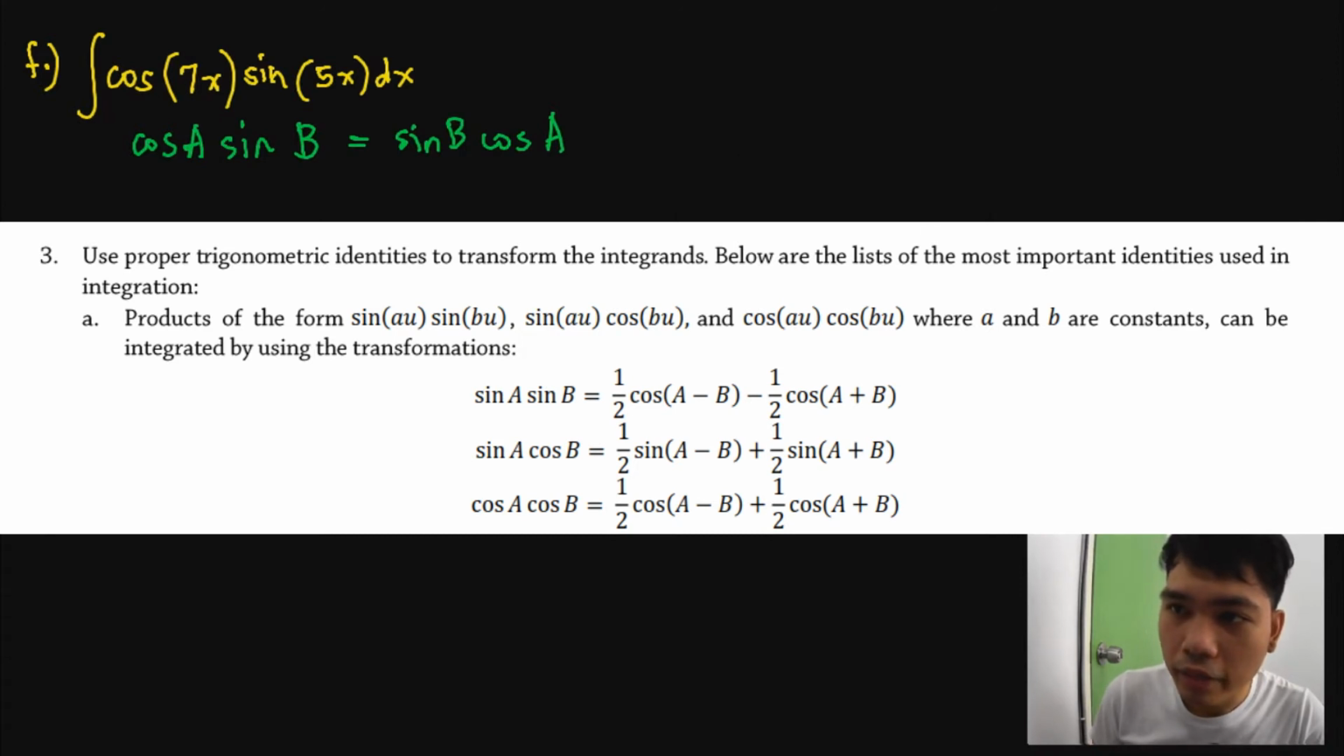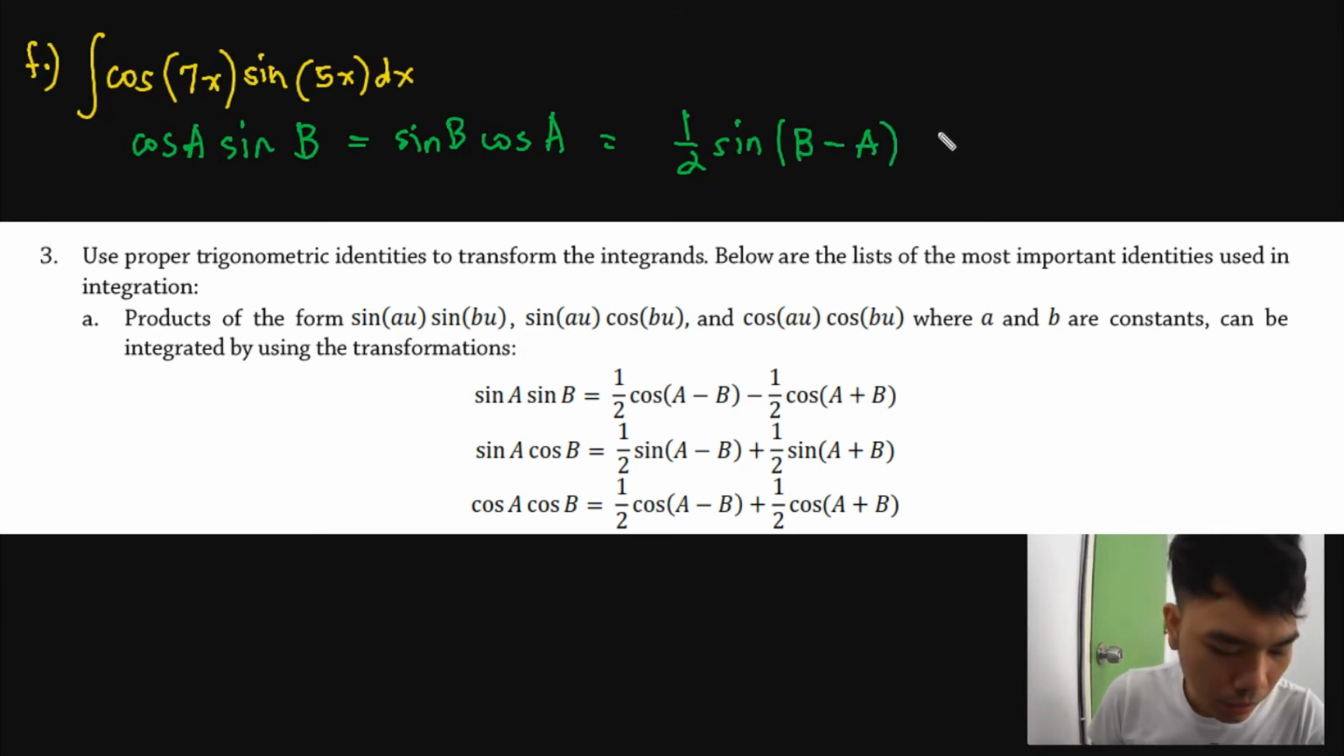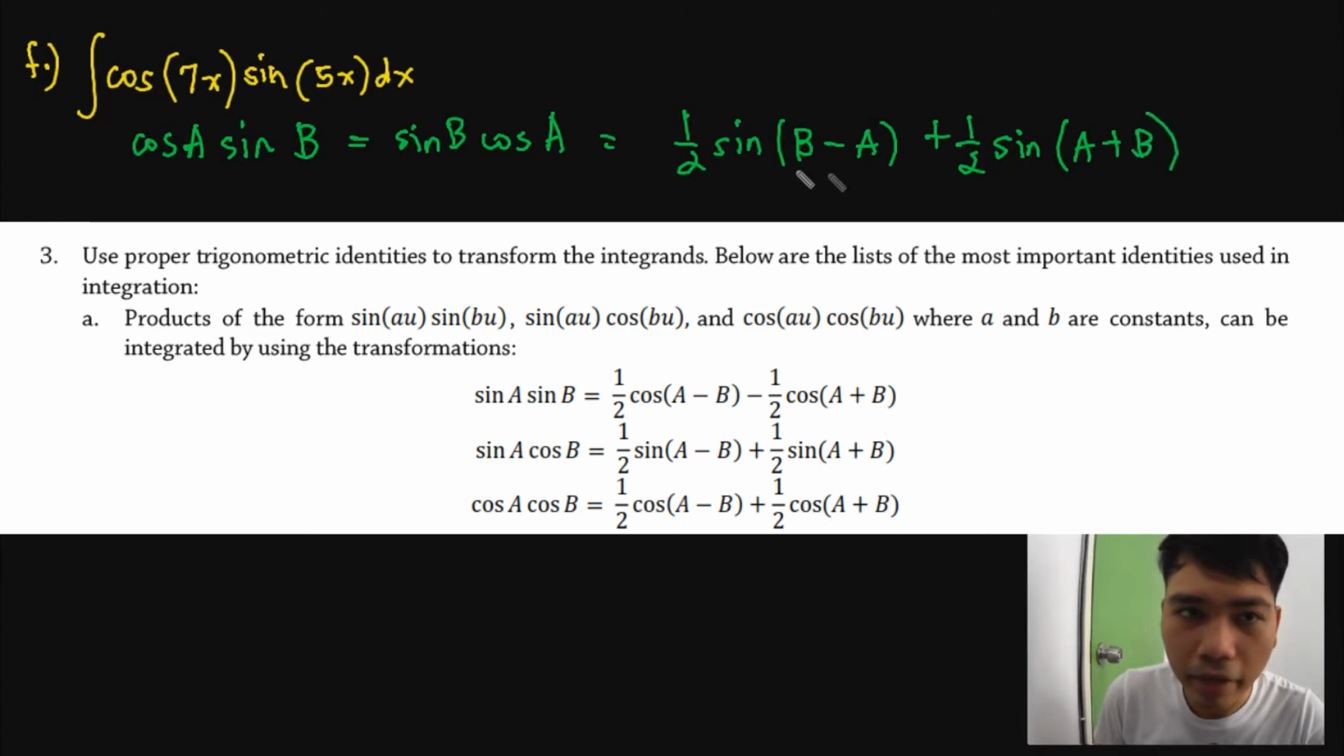So if that is the case, then this one would be equal, based on the rule, no? We could just say that this one is 1/2 and then sine. So remember, since dun sa rule nauna yung A sa B, so kung unahin natin yung B dito sa A, then therefore this one would be B minus A, and then sundan lang natin yung procedure, so that will be 1/2 and then sine A plus B. So importante itong B minus A na to.